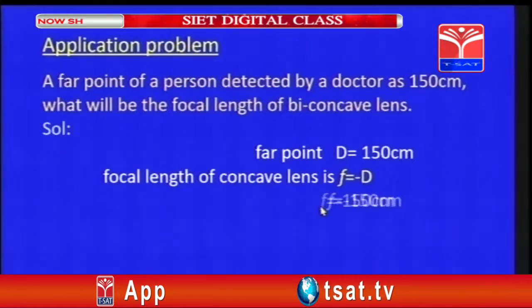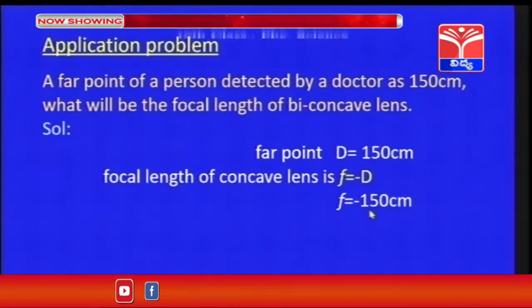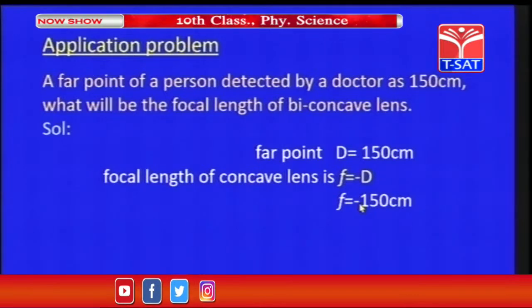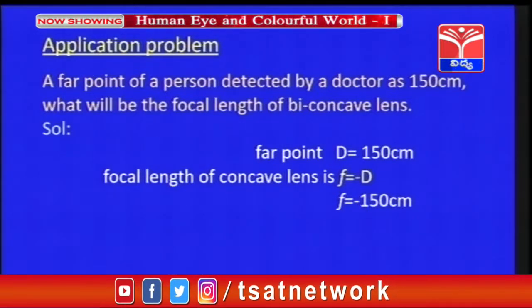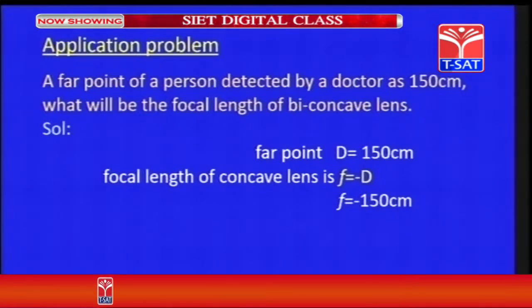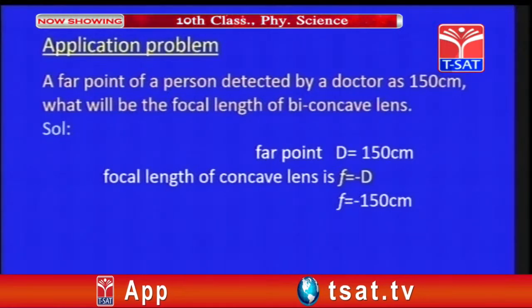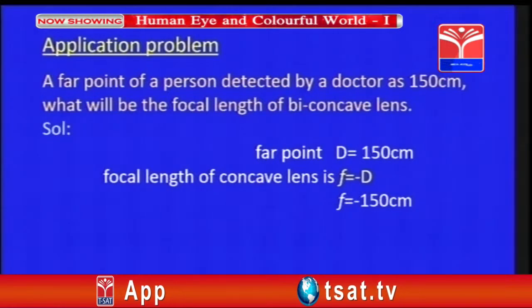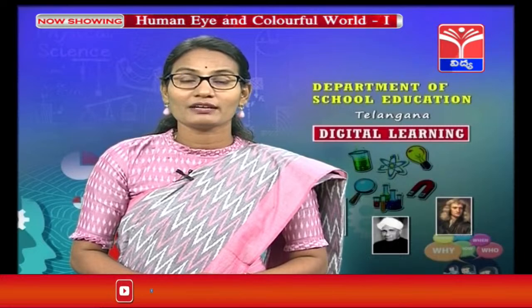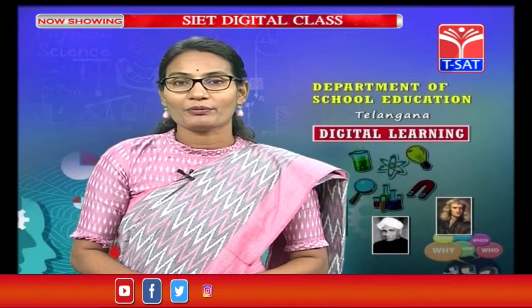So f equal to minus 150 centimeters. Here minus indicates it is a concave lens. So f equal to minus 150 centimeters. We have to choose the concave lens of focal length 150 centimeters. So like this we can calculate the focal length of the concave lens to correct the myopia.